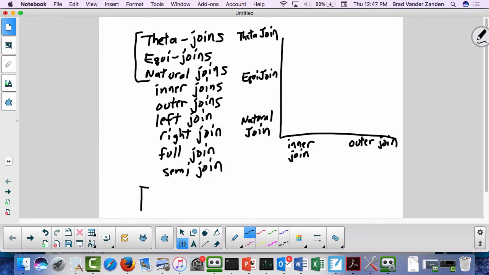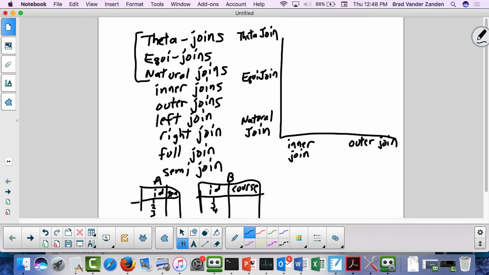For example, if we have A, and here is B's relation, and we have ID, ID, and we'll say GPA, and here we'll say course. If this is ID 1, 2, 3, this is 1, 3, 4, then the inner join would only return two tuples, the 1 and the 3, because they're the two that match. Whereas an outer join returns additional tuples. Now, the question is, what additional tuples are returned by an outer join? And that depends on whether it is a left, a right, or a full join.